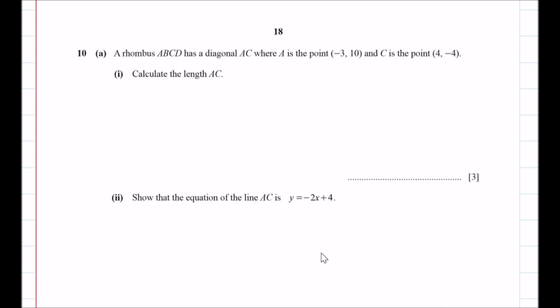Now the last question of this paper. A rhombus ABCD has a diagonal AC.